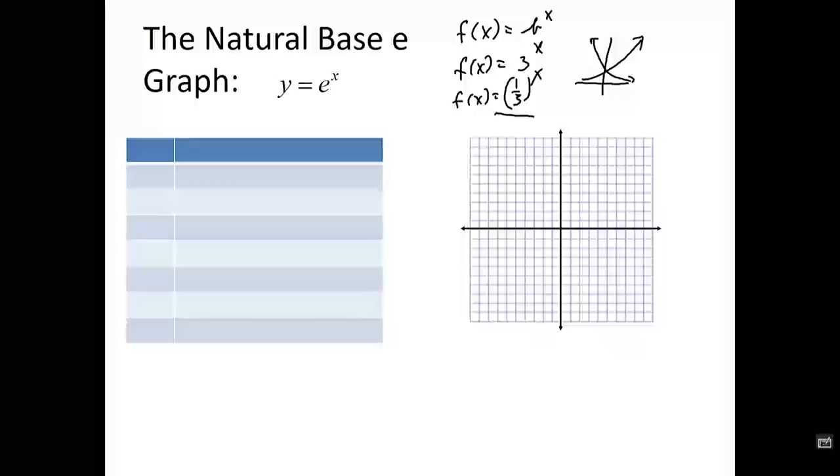And we also noticed that in each case, using the horizontal line test, we see that the exponential function indeed is 1 to 1, therefore it will have an inverse function. And we also saw in all cases that the x-axis served as the horizontal asymptote.